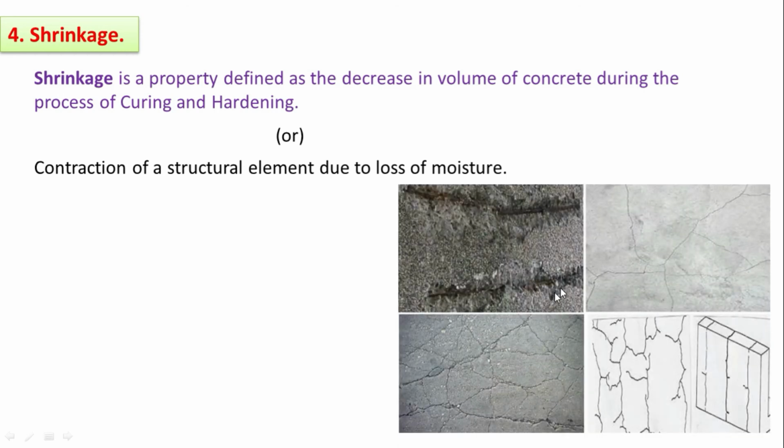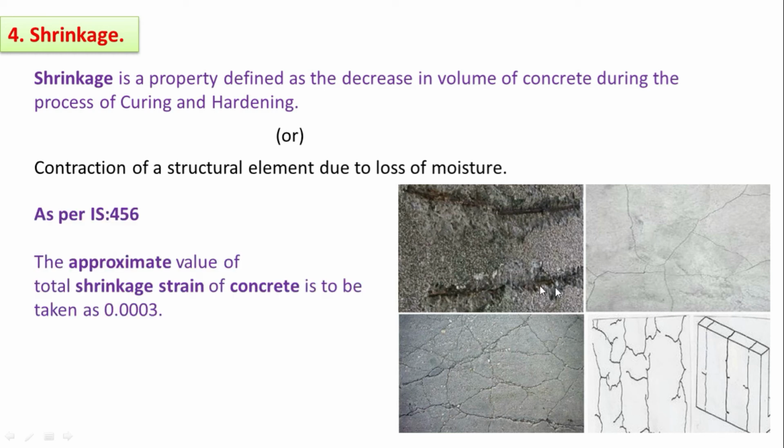So here in the figure you can see the shrinkage cracks are formed. So after casting, what will happen? Due to loss of moisture, this type of cracks will be formed. As per IS 456, the approximate value of the total shrinkage strain of concrete is taken as 0.0003. As per IS 456, the shrinkage value is 0.0003.